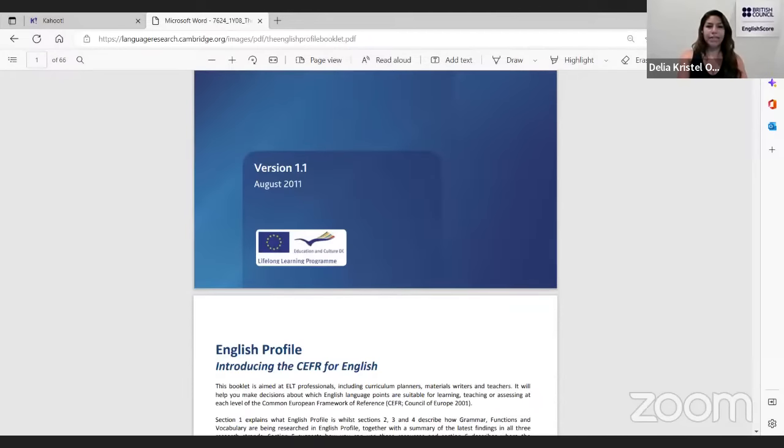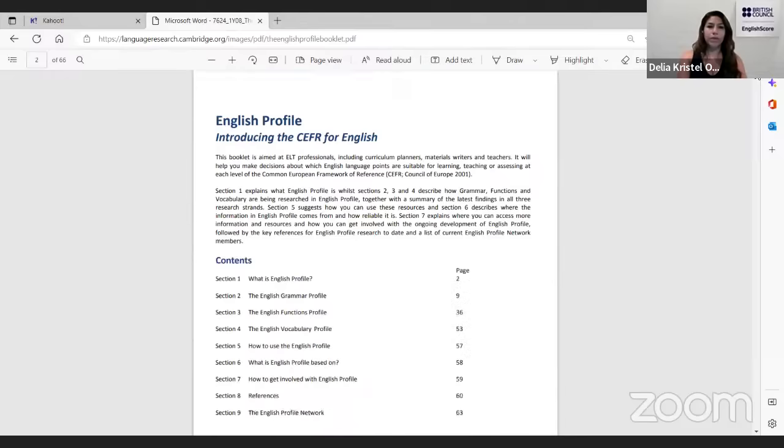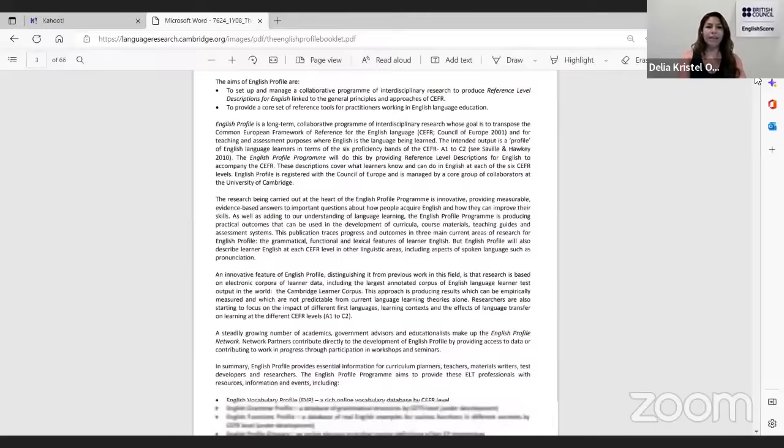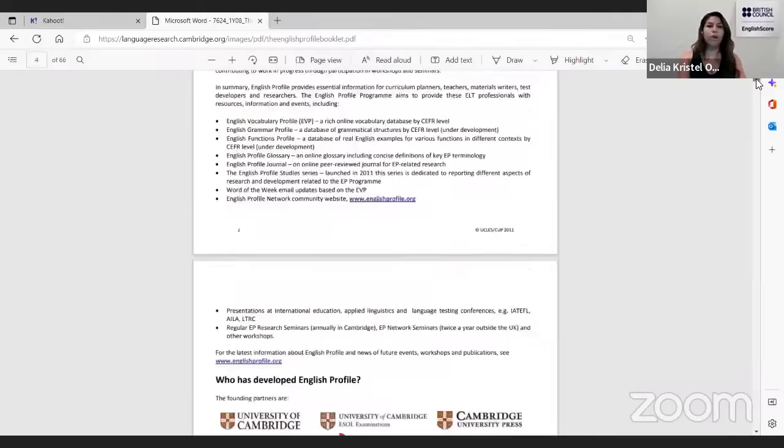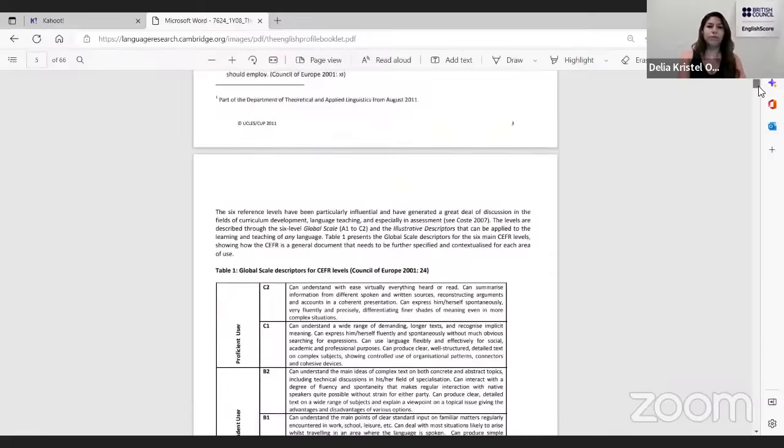If you take a look at this, as you can see, it is from the CEF, from Europe, from the Council of Europe. So this is a booklet. It's very easy to use. Please take a look at this. Click on the link. And it describes what the booklet is for and what it is going to be used for.